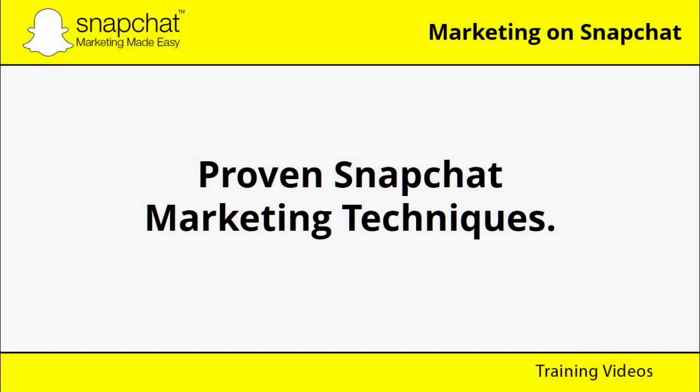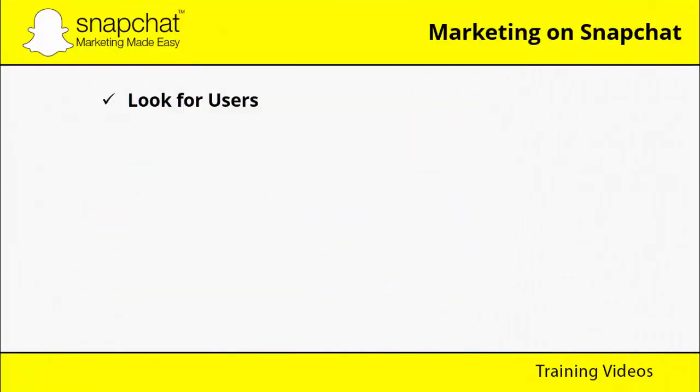Proven Snapchat marketing techniques. Look for users. If you're just getting started on Snapchat as a brand, it's important to not only produce content for your public story, which can be seen by any user who adds you, the equivalent of following someone on Twitter or Instagram, but also to find users to connect with.